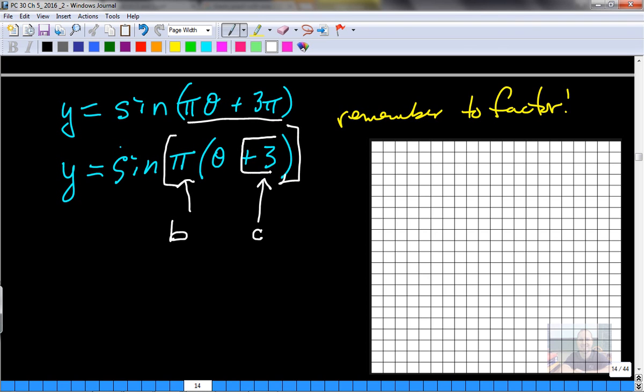And again, we would look at the sign as well. And so this moves 3 units left. That's what it says that we have to do to a regular old sine graph. And this says that the period length is 2 pi over pi, or the period length is 2.